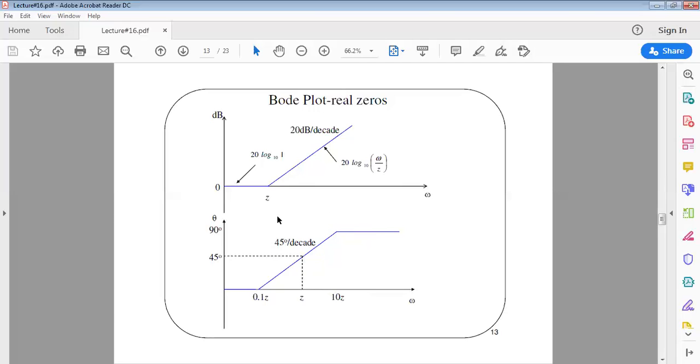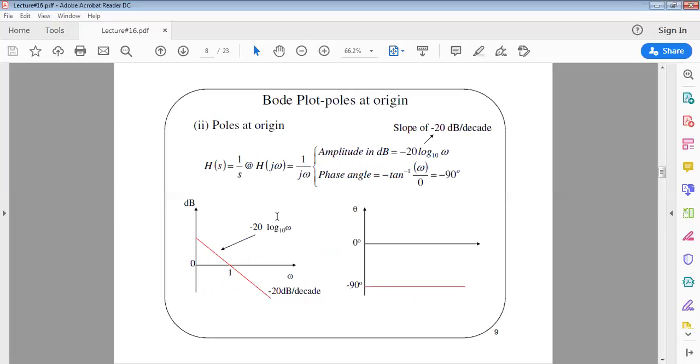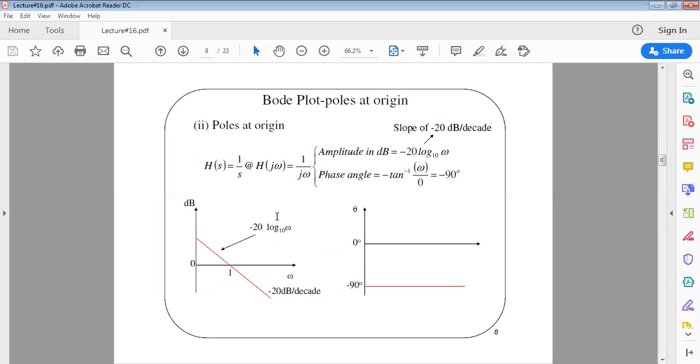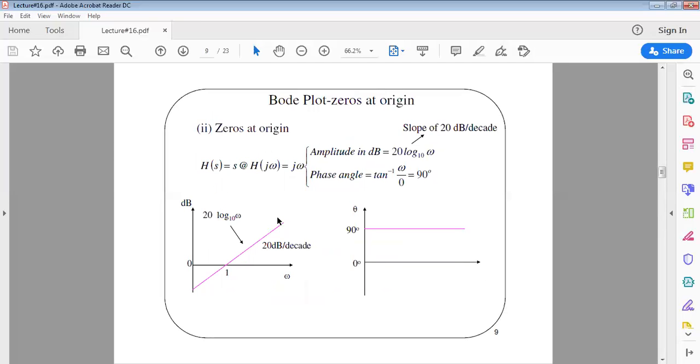Up to now we have learned about 5 different plots. The first plot is for the constant. If you permit me to recall the plot, this is the plot for the constant: constant dB, constant amplitude, 0 degrees of phase. For the pole at the origin, a slope of negative 20 dB per decade, passing through 1 at the frequency, and a constant phase of negative 90 degrees. For the zeros at origin, there should be a slope of positive 20 dB per decade, passing through 1 at the frequency, and a constant phase of 90 degrees.